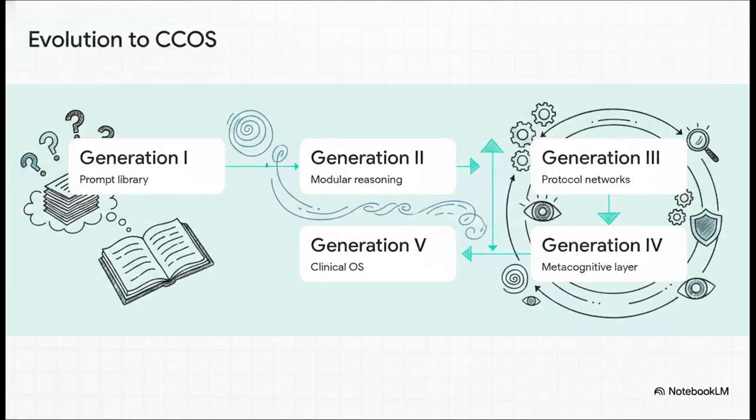You know, CCOS didn't just fall out of the sky. It evolved over 5 distinct generations. At first, back in Generation 1, it was literally just a prompt library, standalone, answer-focused prompts. Then, Generation 2 brought in modular reasoning using illness scripts, which are basically classic disease patterns. After that came Generation 3 with dependency-linked protocol networks. Generation 4 added a really cool metacognitive layer for detecting bias. And finally, Generation 5, that's where it absorbed all those earlier pieces to build the robust CCOS we have today. It didn't throw anything away. It stacked it all up into a framework built for continuous, longitudinal learning.